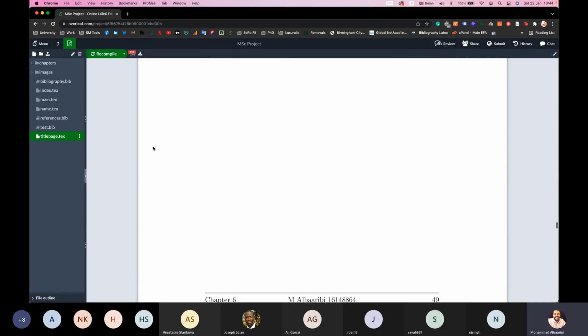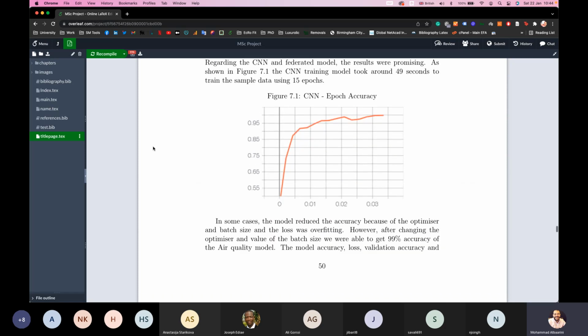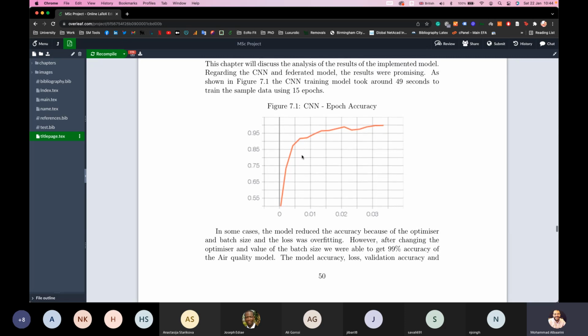Then it will calculate the accuracy. It does the processing of the model there and gives me the prediction. So in my case, based on the data that I have, the accuracy of my model went up from 0 to 99%.